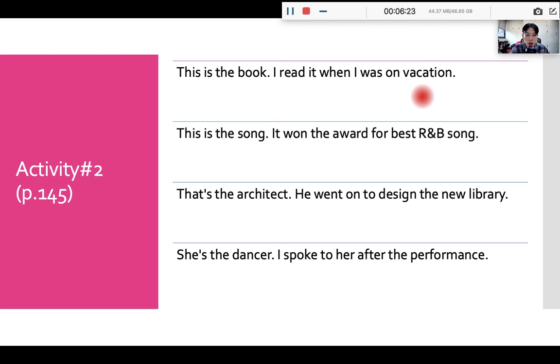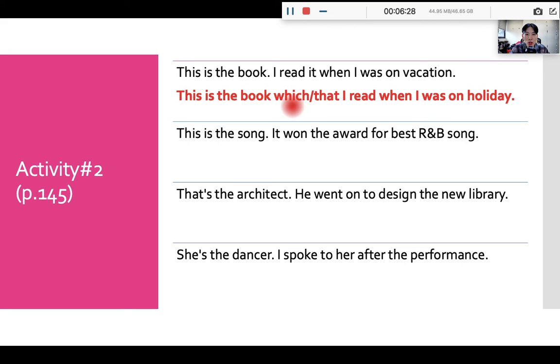So the relative pronouns that and which can both be used. So you can say, this is the book which or that I read when I was on holiday. Okay. And let's think, can we omit the relative pronoun here? So which and that here refer to the book. So let's put the book back into the relative clause. I read the book. So it is the object of the verb read. So the relative pronoun here can be omitted. You can say, this is the book I read when I was on holiday.